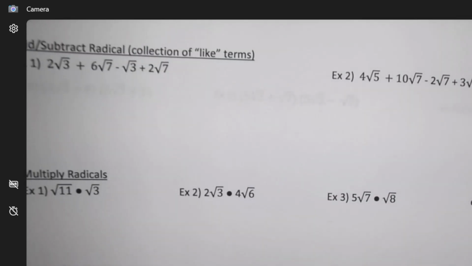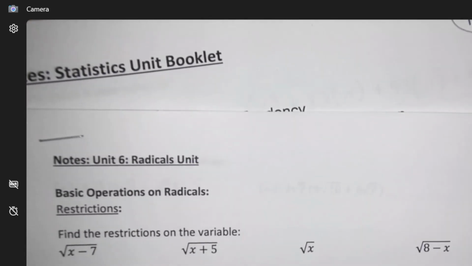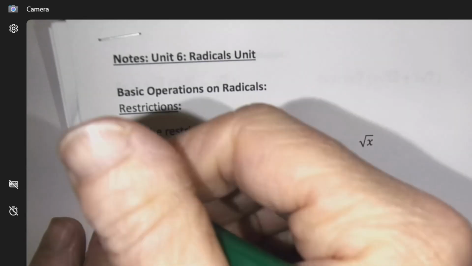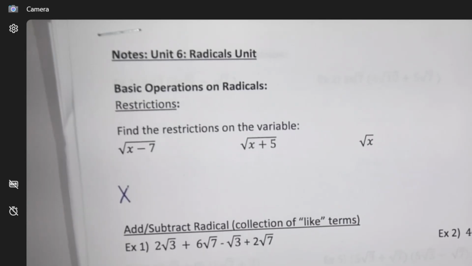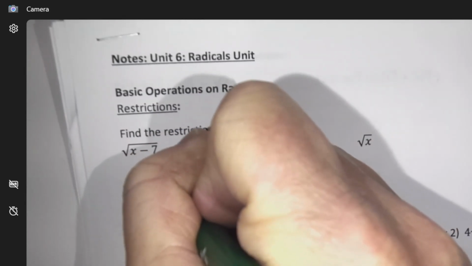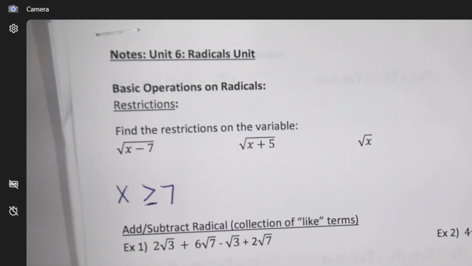Okay, so the first thing that is on here is a restriction on the variable. So x has to be what here? So, great, yeah, we're going to use an inequality. You have to be greater than 7, but what else could you be, though? You could be equal to 7, because 7 subtract 7 is 0. Can I root 0? Yes.